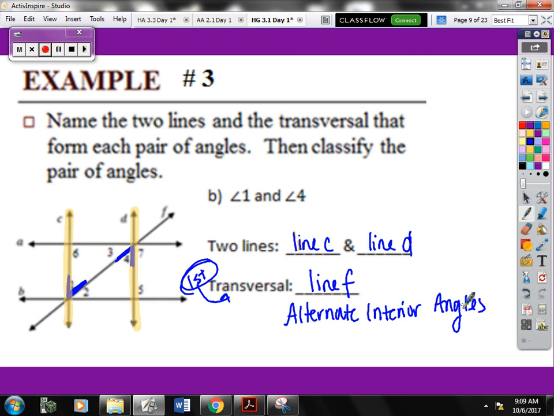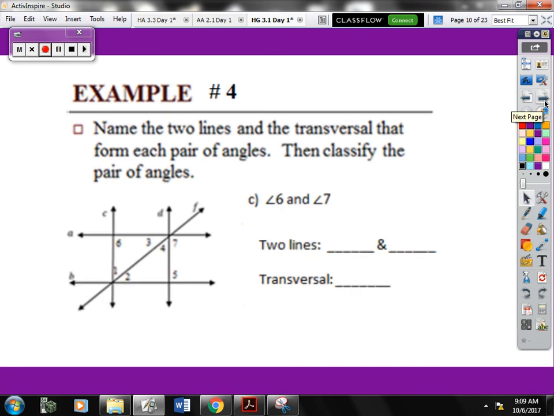See if you guys can try 4 and 5, and then we'll go over them. And then we're going to learn some properties about these angles. Make sure you classify them even though there's not a line for that. So classify them as one of the types that way.